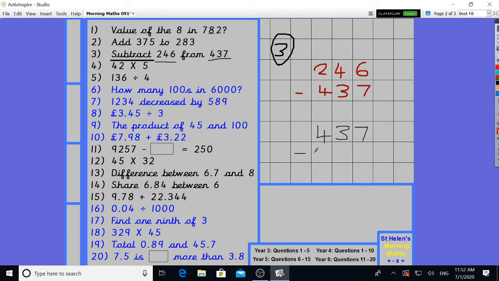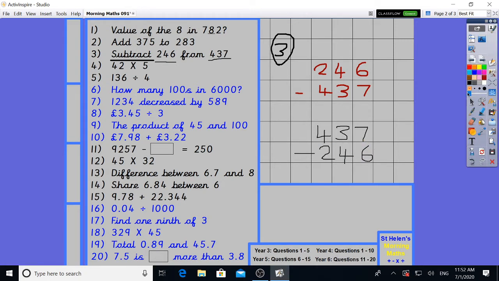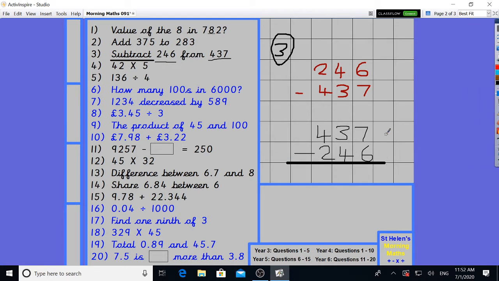437 minus 246. Pen went a bit small there. See what that's like. That's a lot bigger. So that's not going to work. You need to make sure in takeaways, when you're doing the column method, that you have the biggest number on the top. And it's not always the number that comes first in the question. You've got to make sure you know the biggest number and put that at the top.